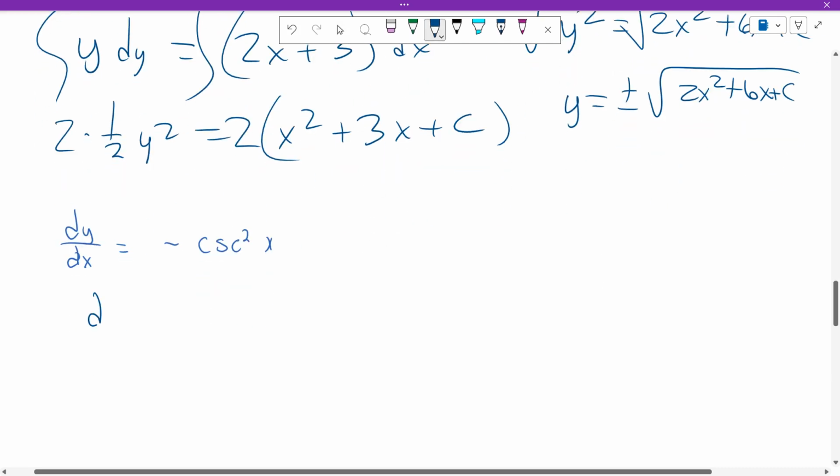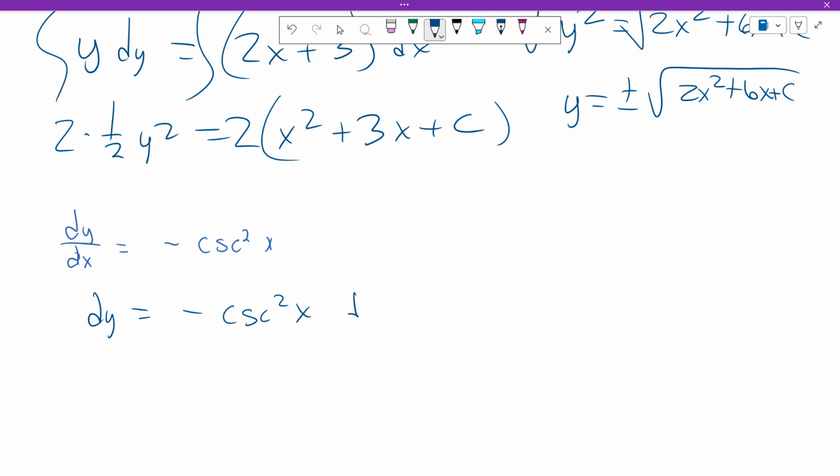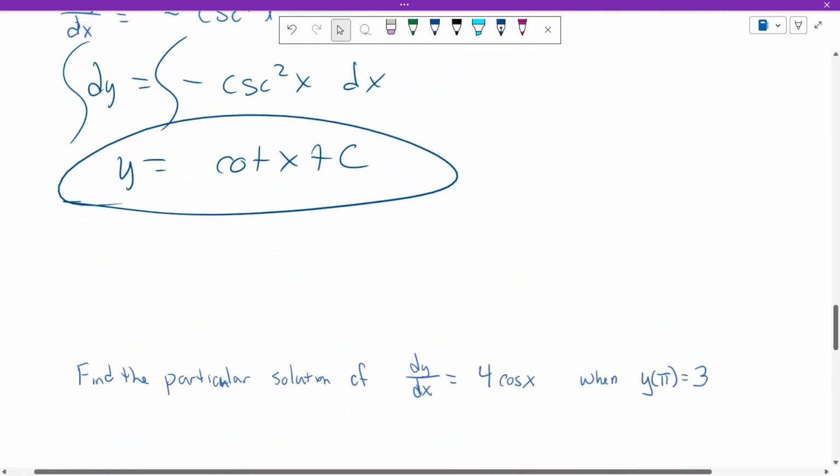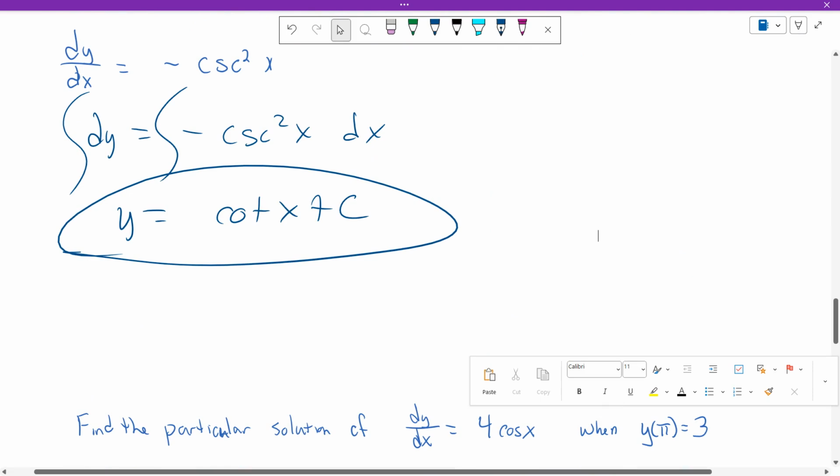If we do this one, dy equals negative cosecant squared of x dx. What's the integral of negative cosecant squared? Cotangent of x, right? Plus c. What? Mm-mm. Because the first derivative of cotangent is negative cosecant squared. Okay.